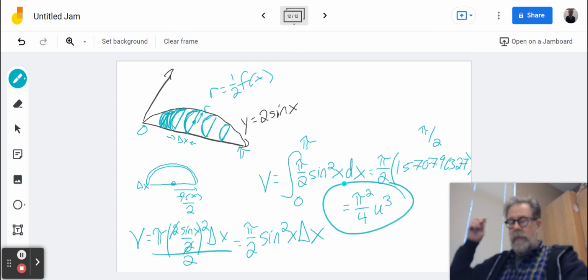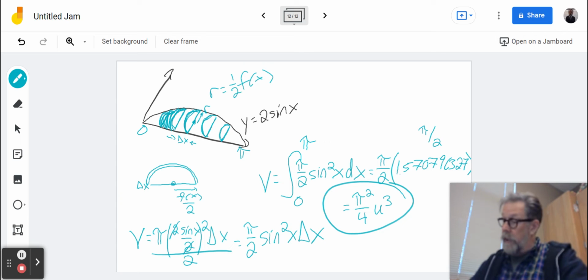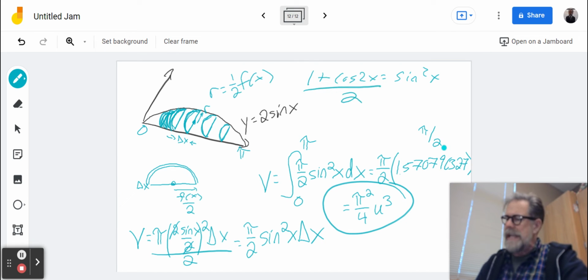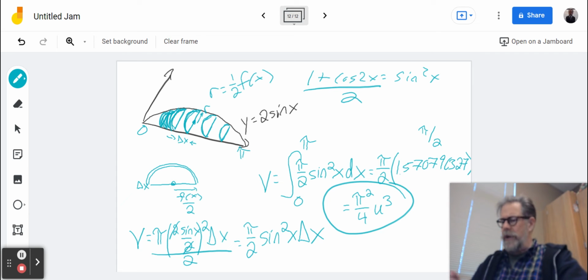Now, you can actually do sine squared by using the cosine 2x identity. I can't remember what it is off the top of my head; I generally have to look these up. It's 1 plus cosine 2x over 2. So you could actually do the antiderivative of this, but I chose not to. I chose to just sort of wing it a little bit and then recognize that, oh, hey, that looks awfully familiar. So we get pi squared over 4.